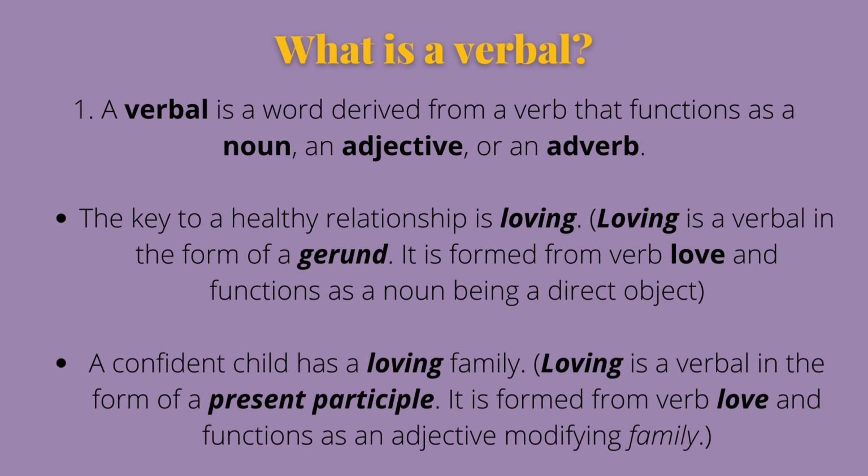Example: The key to a healthy relationship is loving. Loving is a verbal in the form of a gerund. A gerund is a verb plus -ing. It is formed from the verb love and functions as a noun, being a direct object. So it's a direct object for the verb is.